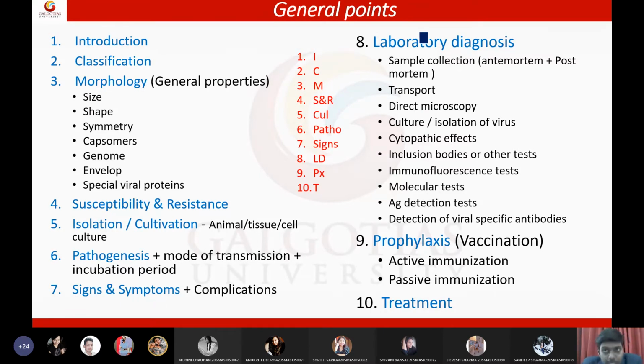Then we will discuss lab diagnosis that includes specimen collection, transport, direct microscopy, culture, cytopathic effects, inclusion bodies, immunofluorescent test, molecular test, antigen detection test, and PCR. Then prophylaxis: any vaccines present for this virus or not? If there is a vaccine present, what type of vaccine is it? Is it a killed vaccine or a live vaccine? Is it active immunization or passive immunization? And is there any treatment for that particular virus? So if you justify these 10 points, that will be a complete virology for an individual virus.